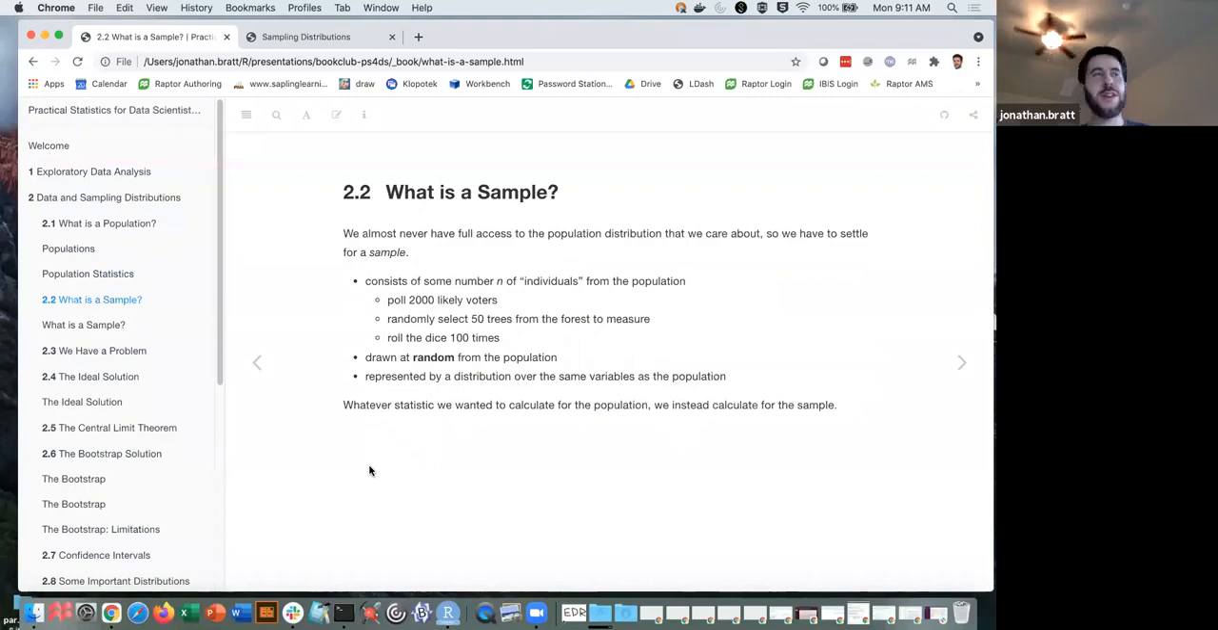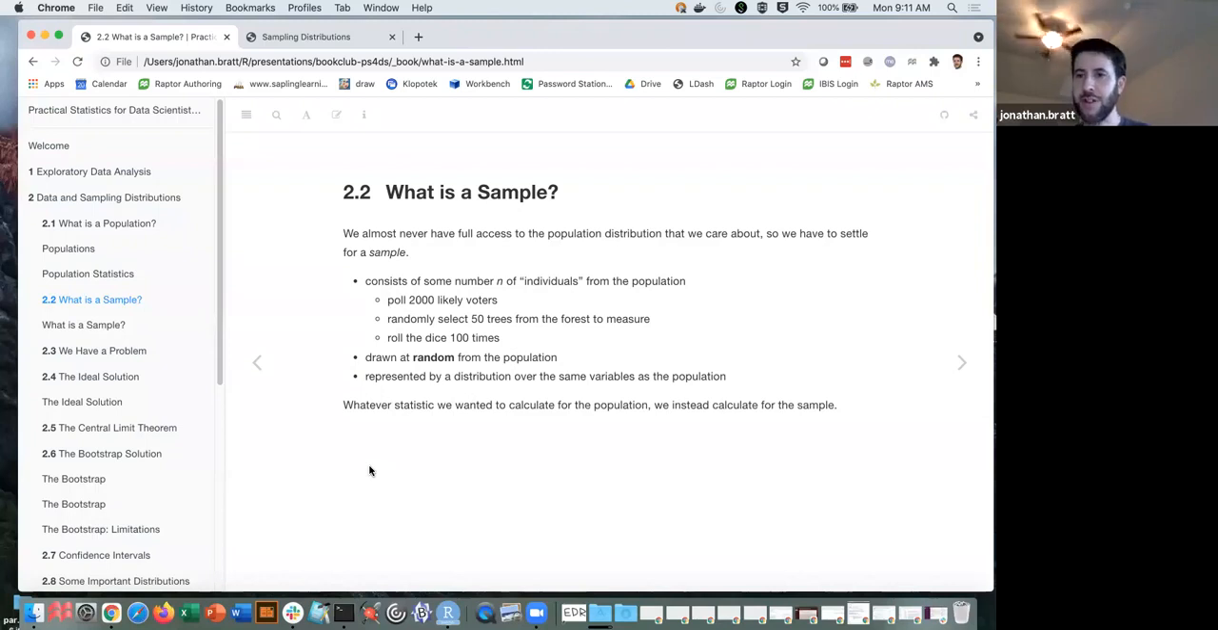Now, we pretty much never actually have access to the population, like full access. And that's what the whole field of statistics is about. How do we learn something about the population when we don't have access to it? And the answer is, well, you take a sample from the population.